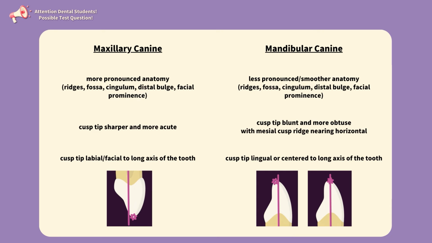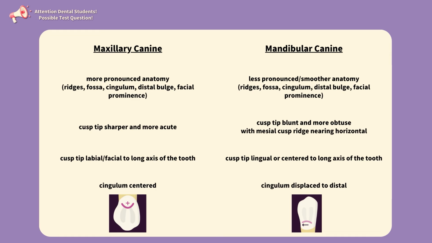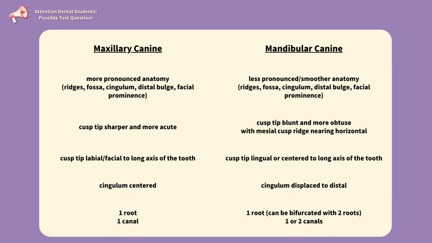The cusp tip of the maxillary canine is labial or facial to the long axis of the tooth, while the cusp tip of the mandibular canine is lingual or centered to the long axis of the tooth. The cingulum of the maxillary canine is centered, while the cingulum of the mandibular canine is displaced to the distal. The maxillary canine will have one root and one canal consistently, while the mandibular canine has a variation where it can have two roots. And if it had one root, it would still possibly have one or two canals.